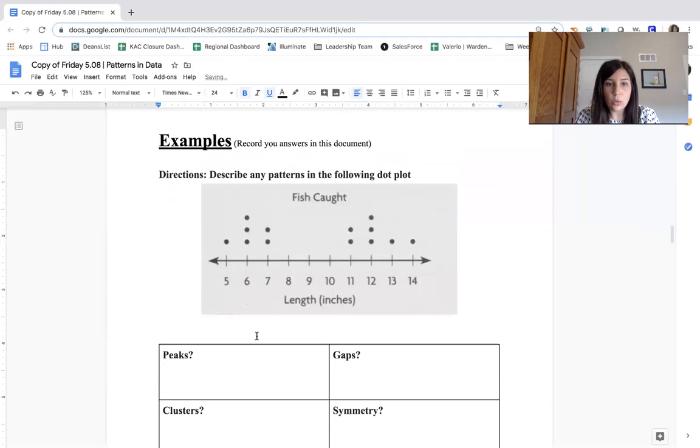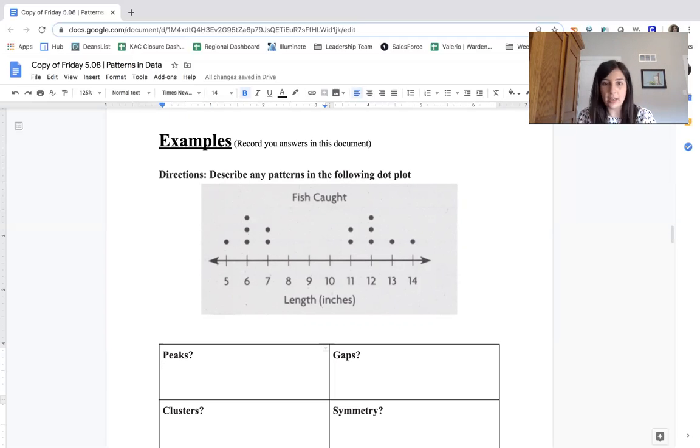Okay, so the first thing that this is asking me to identify is, are there any peaks in this data? Now, something to let you know right off the bat: for each of these, there could be multiple answers, more than one peak, more than one gap, more than one cluster.